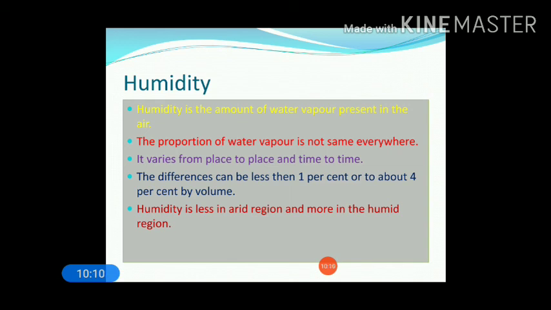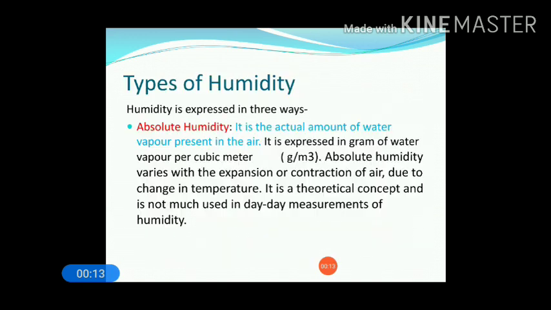Humidity is less in arid areas. Arid areas means areas that receive less rainfall, less than 50 centimeters, and more in humid regions, especially in areas where the temperature is very high and there are water bodies. Okay, so we'll have high humidity there. Now coming to the next topic, types of humidity. As I already told you, there are three types of humidity: absolute humidity, relative humidity, and specific humidity. We'll deal first with absolute humidity.